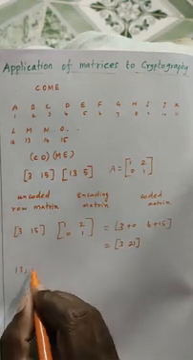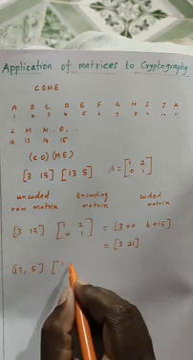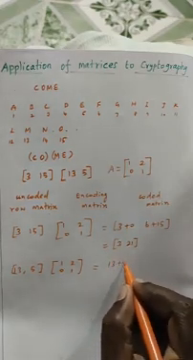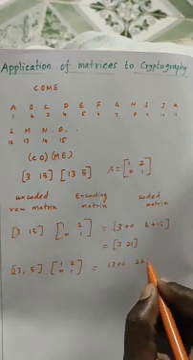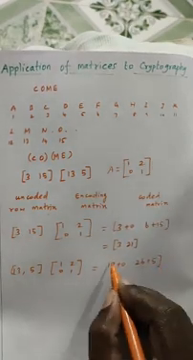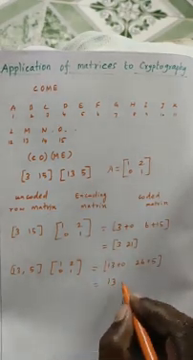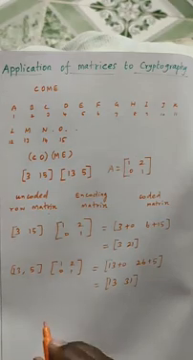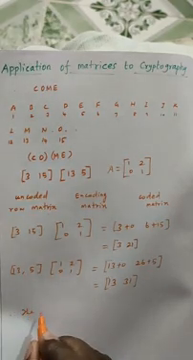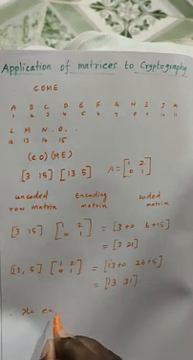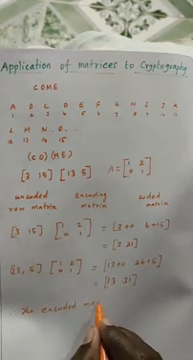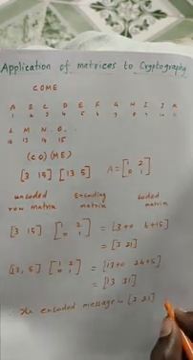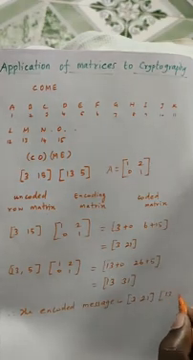The second row matrix is 13, 5 with the encoding matrix 1, 2 and 0, 1. Multiplying, we get 13 plus 0 and 26 plus 5. Then our coded message matrix will be 13 and 31. Therefore, the encoded message is 3, 21 and 13, 31.